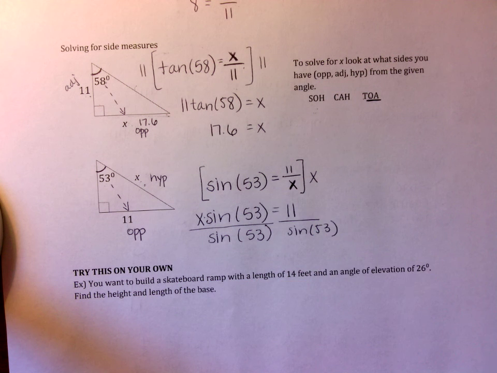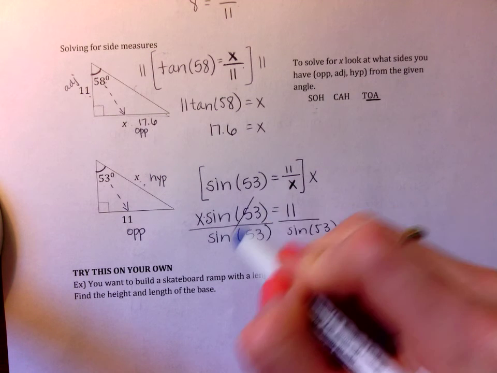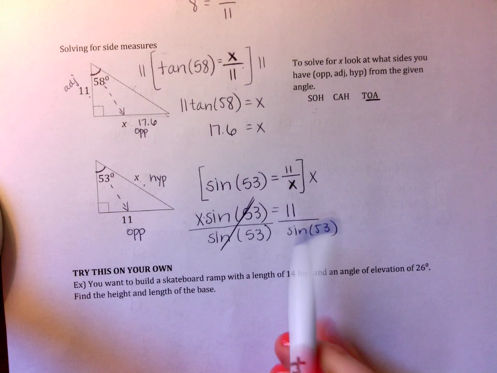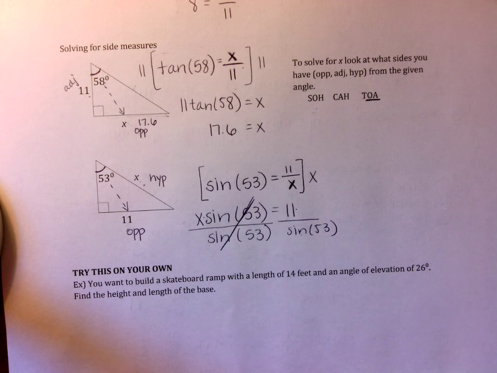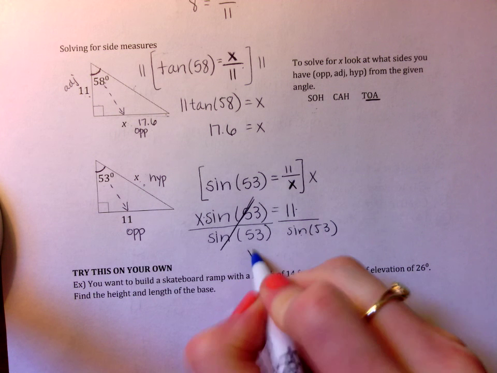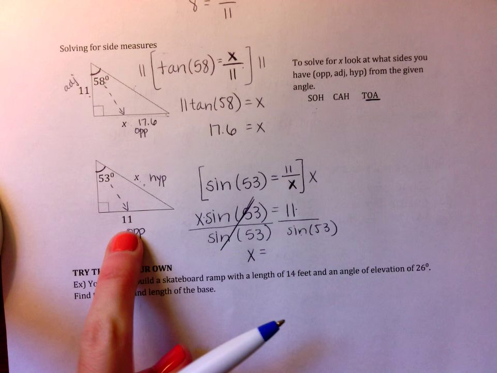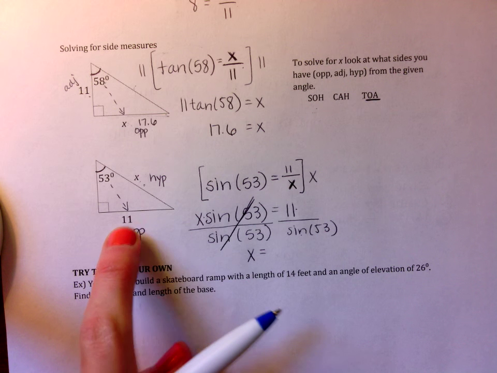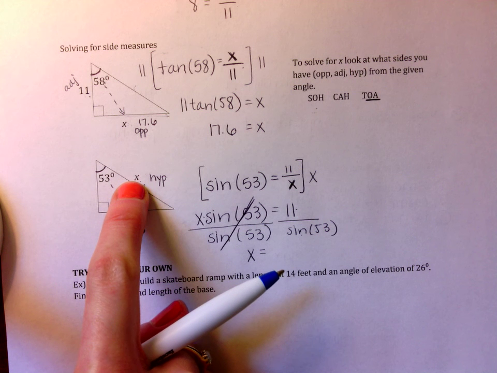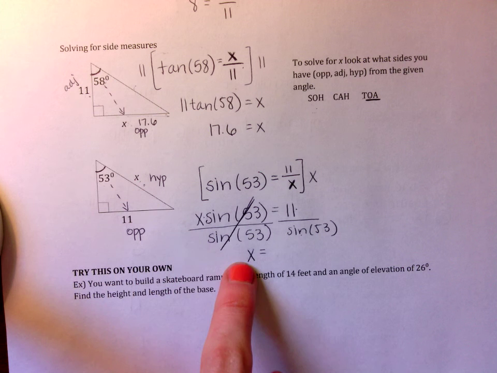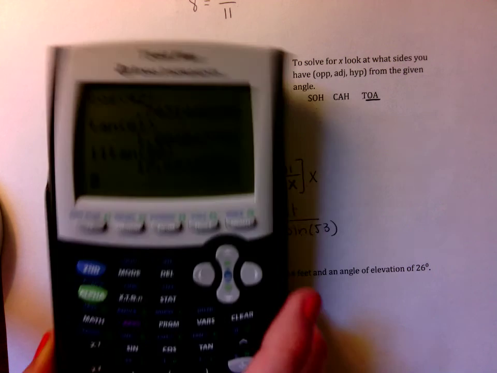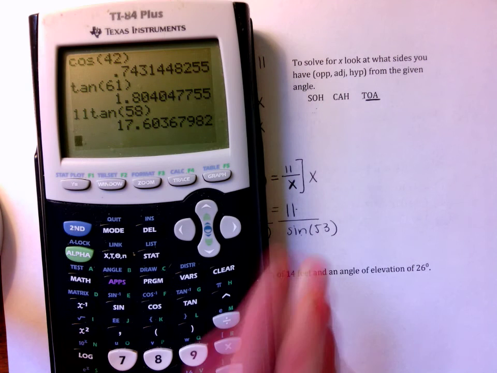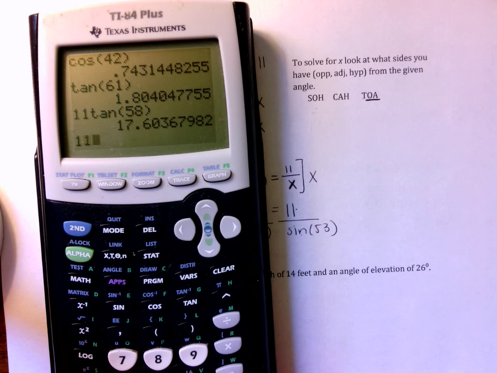Alright, so what I'm going to wind up putting in my calculator after this cancels is x equals 11 divided by sine 53. Let's see what x equals and see if it makes sense. So if we are correct, the hypotenuse is the longest side of the triangle, so if I put this in my calculator, I better get something that's bigger than 11. But not something outrageous like 200. It needs to be a triangle after all.